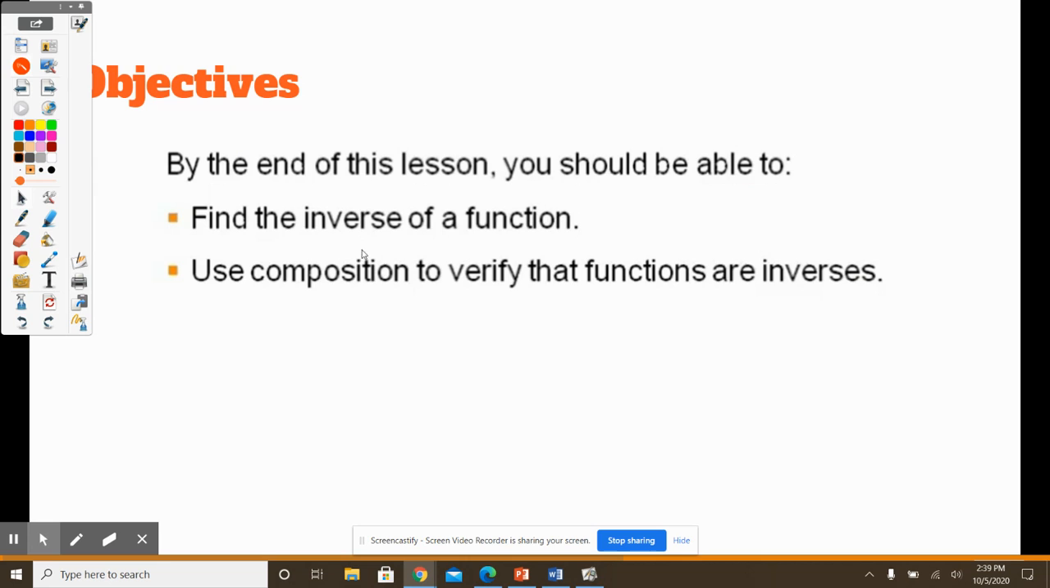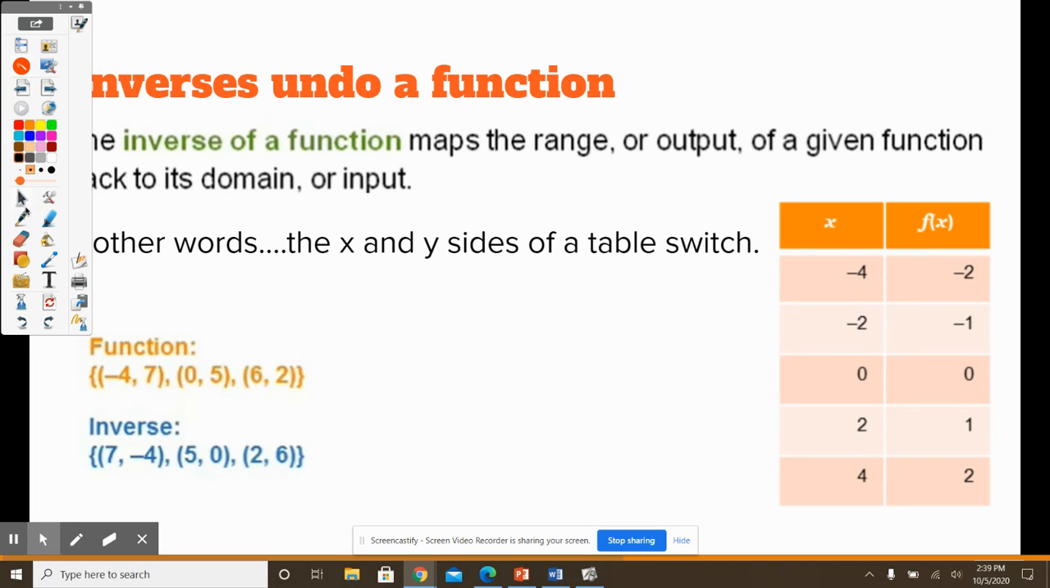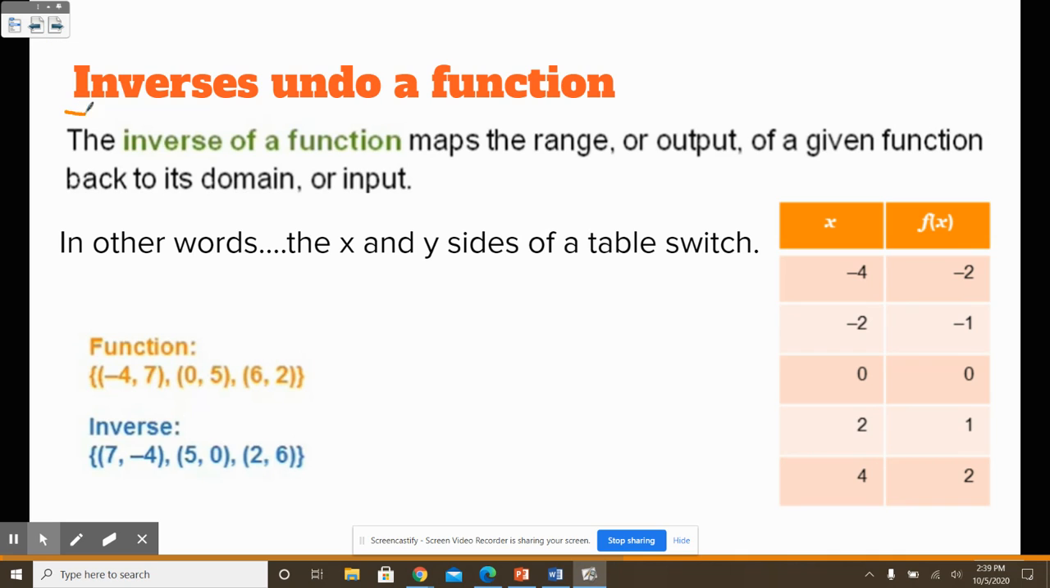Okay, by the end of this lesson, we're going to talk about finding the inverse and verifying that functions are inverses. Okay, so what is an inverse? What are we even talking about here? Well, inverses undo a function, okay?